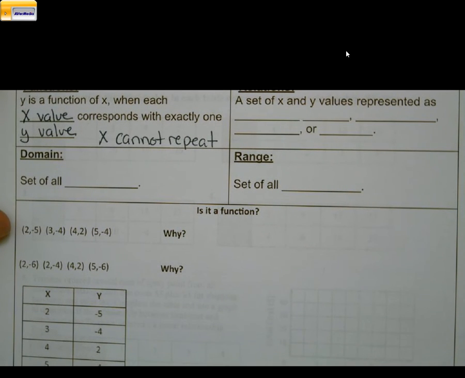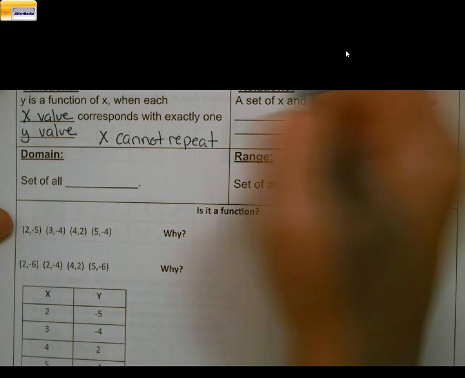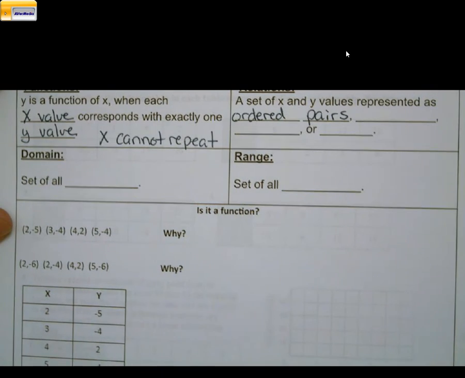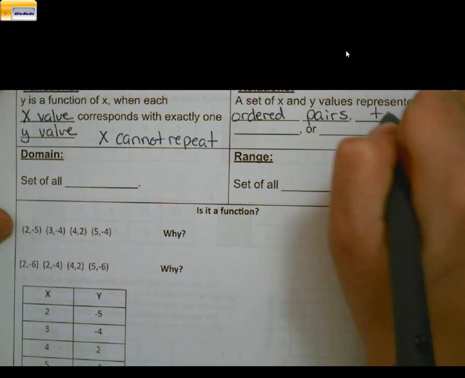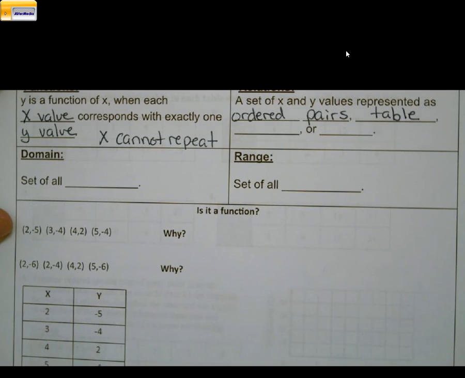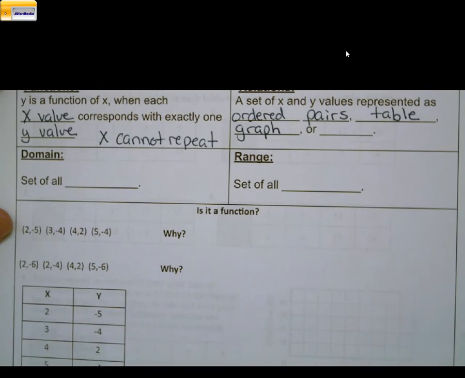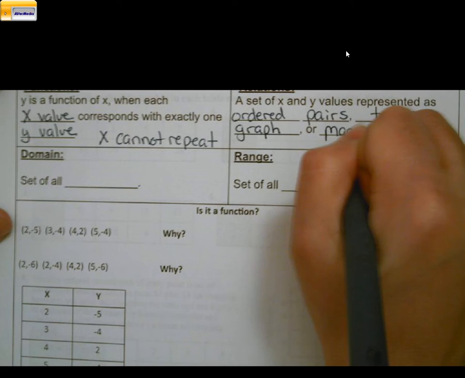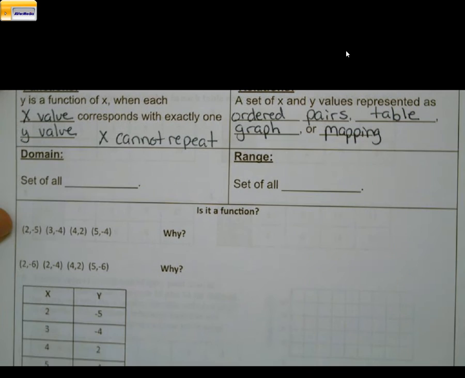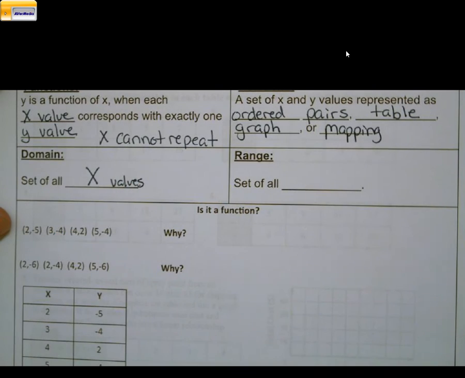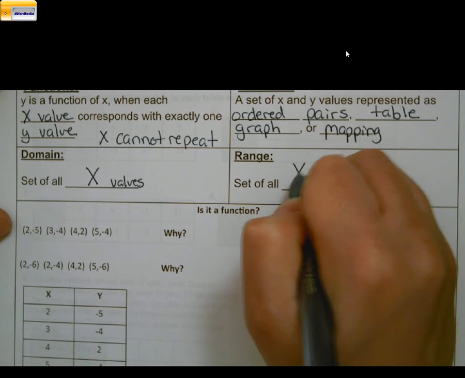I'm going to look at this in different relations. A set of x values, x and y values, represented as ordered pairs. I might see it in a table. I might see it on a graph. Or I might see it as a mapping. The domain is the set of all x values, whereas the range is the set of y values.